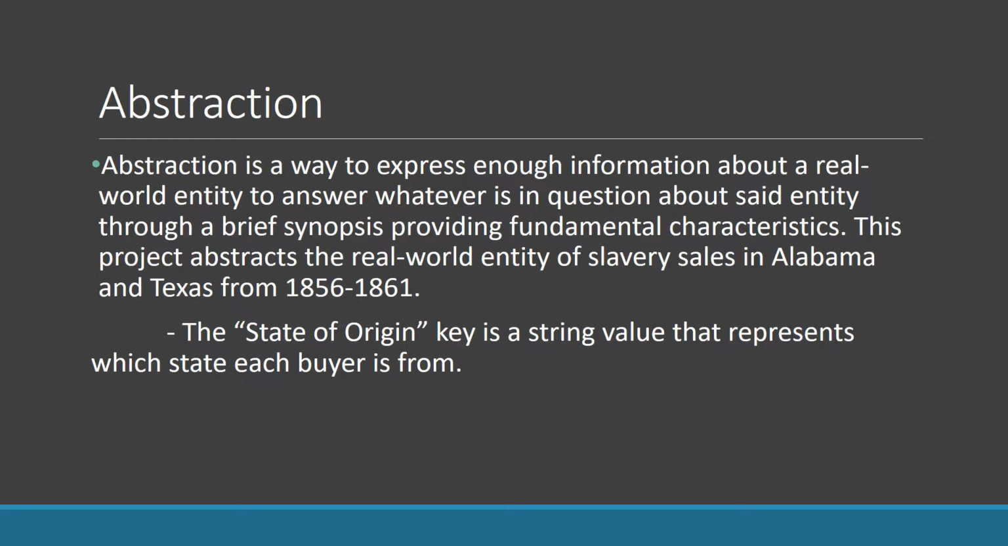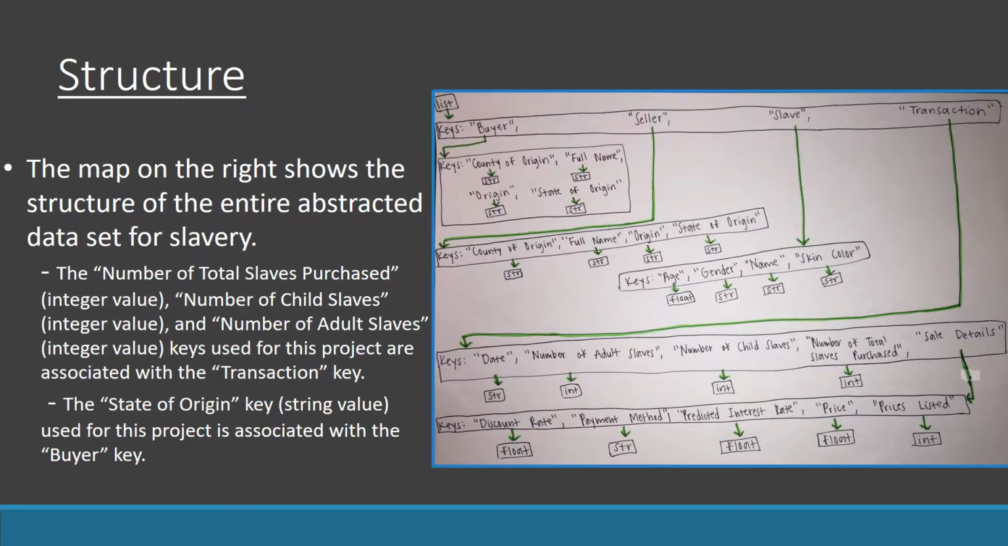For further clarification, this project extracts the real-world entity of slavery sales from buyers in Alabama and buyers in Texas from 1856 to 1861. The state of origin key is a string value that represents which state each buyer is from. The data structure on the right shows the entire data map from this set's variable explorer.